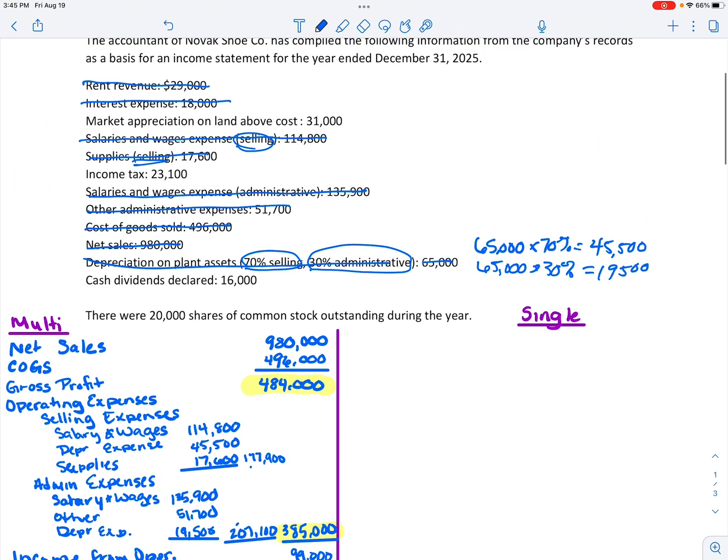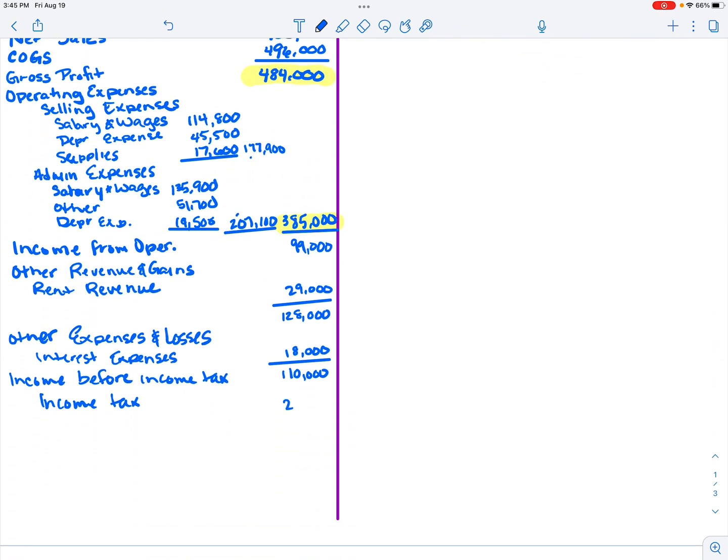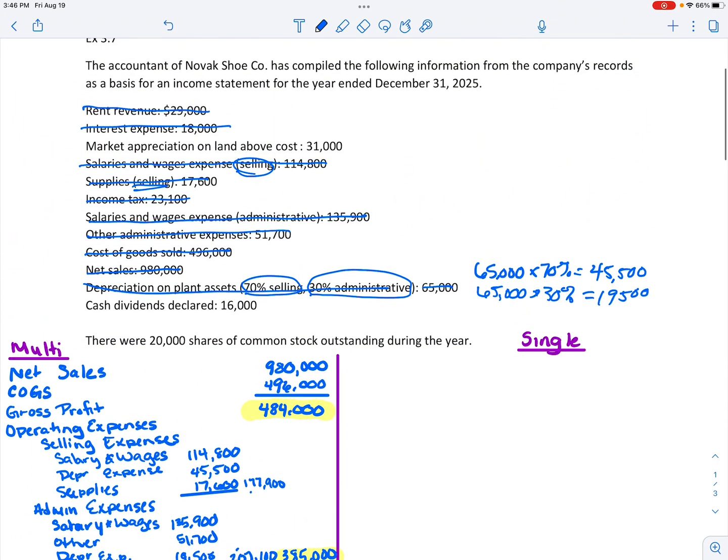I believe it tells us up here our income tax is $23,100. I'm going to subtract that, and finally that will show me my net income of $86,900. Now you can see we didn't use some of these items, like the market appreciation on land above cost, because that's not going to go into our income statement, nor were the cash dividends that were just declared.